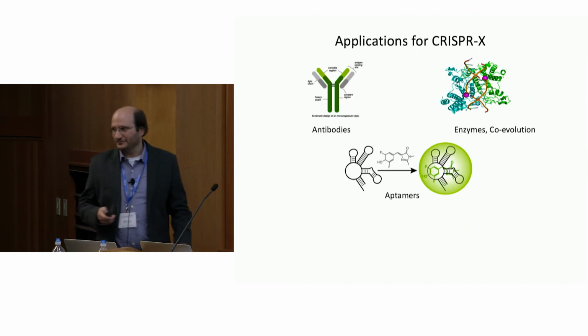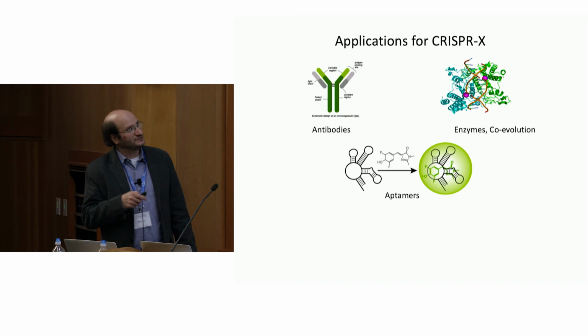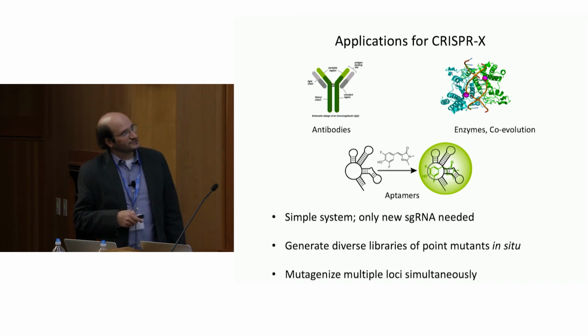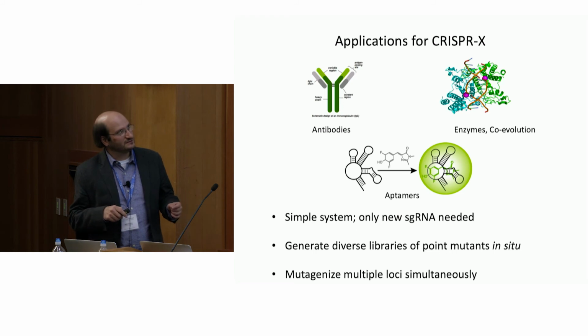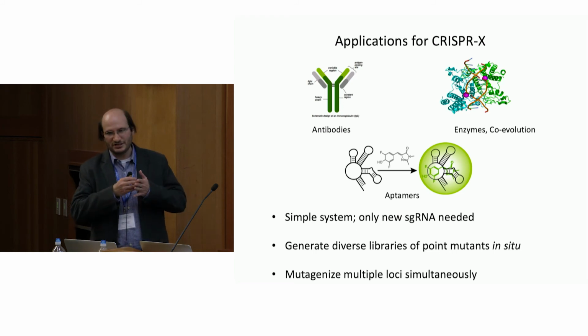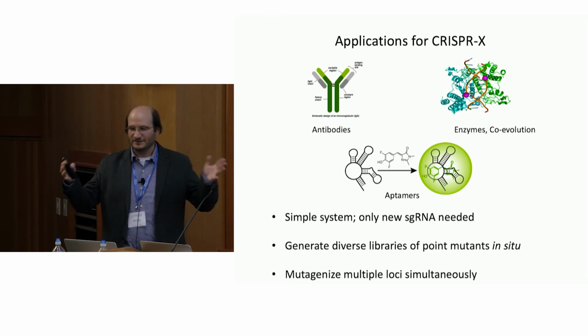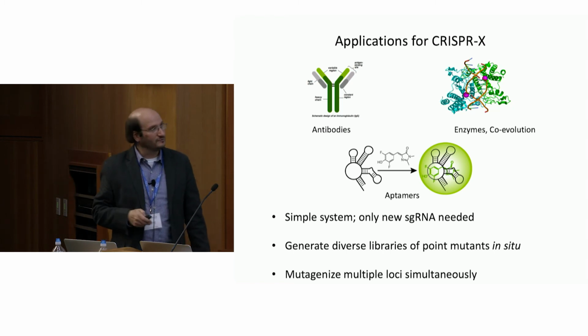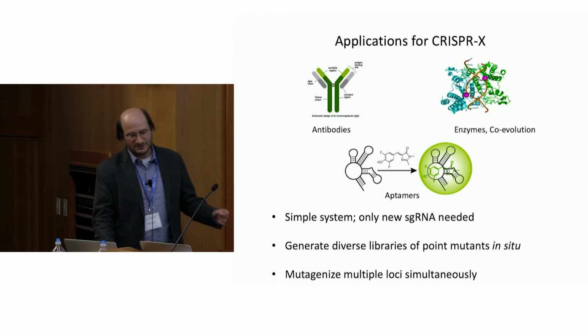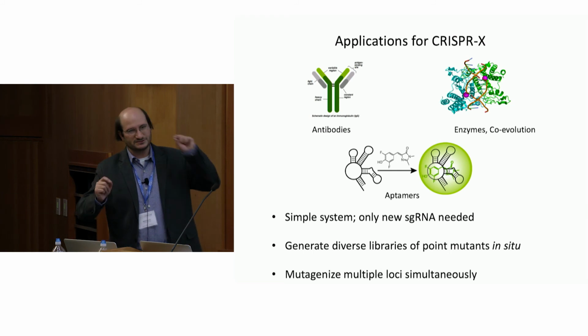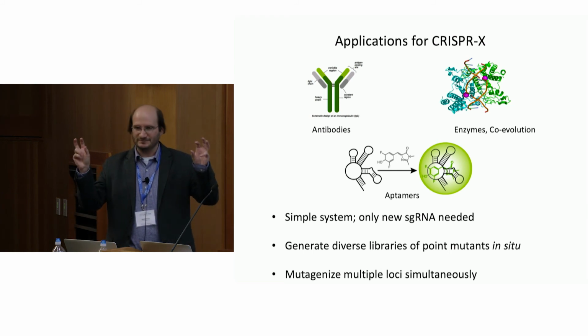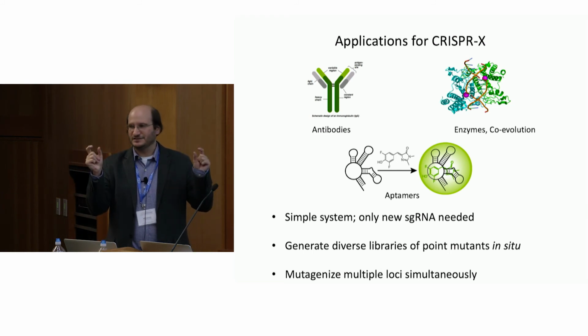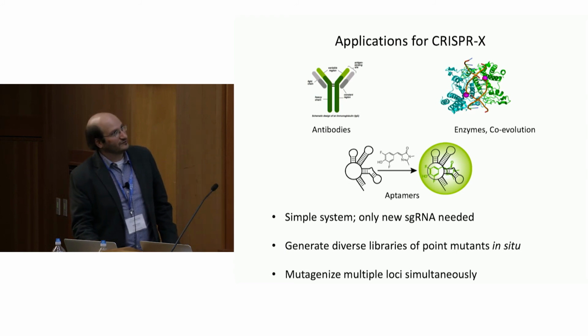So we're kind of excited about the different applications for this: generation of different antibodies, evolution of enzymes and aptamers. And the nice thing about this system is you really only need a guide RNA, but you can generate a diverse library of mutants by effectively doing a screen by tiling a protein coding region. And I didn't mention this, but of course you can multiplex this by just targeting multiple sites at the same time. So you can express 2 guide RNAs in a cell. You can co-evolve 2 sites that would potentially have some new function if mutagenized together.